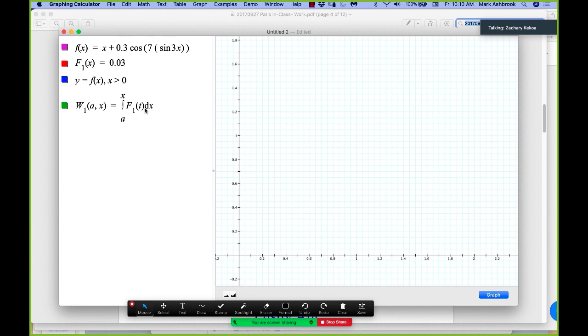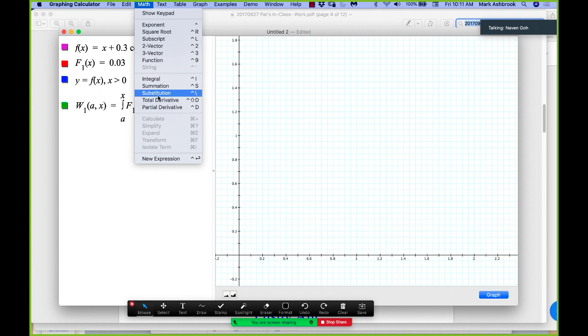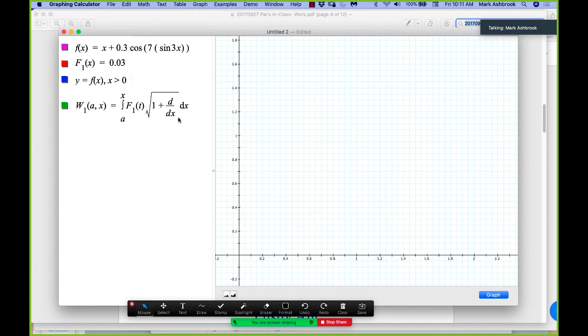No, you're not done yet. You need to do ds, but you only have dt, because you're expressing in terms of dx. Right, so what do I need? I need the square root of 1 plus f prime squared, or f prime of t squared. I need the derivative of f of t with respect to t, squared. And then I need dt, right?